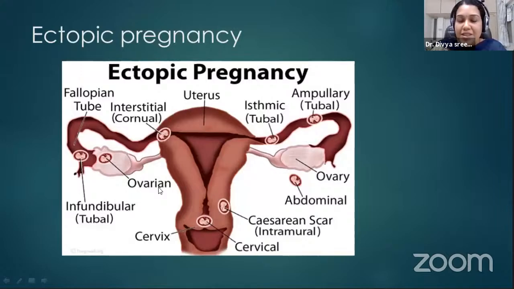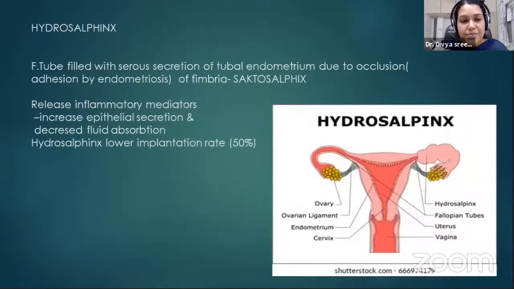Ectopic pregnancy means pregnancy outside the uterine cavity. It can be either in the interstitial portion, or in the isthmus portion, or near the infundibular portion. Unlike the uterus, the fallopian tube will not stretch that much. So there may be a chance of rupture if the diagnosis is missed.